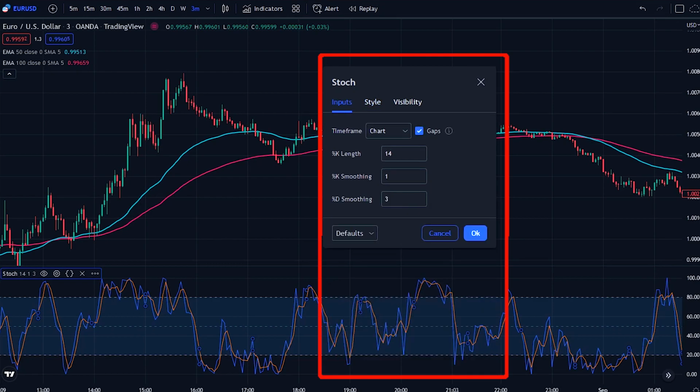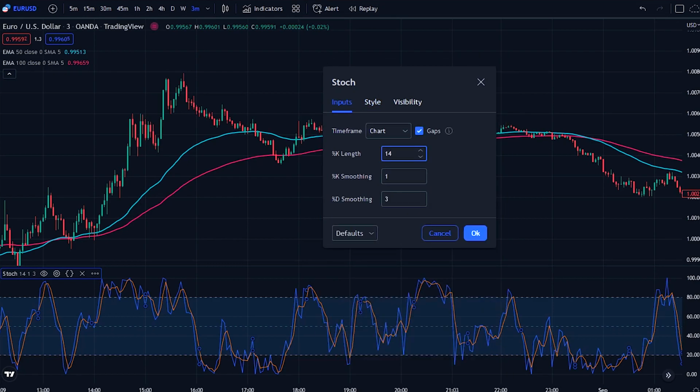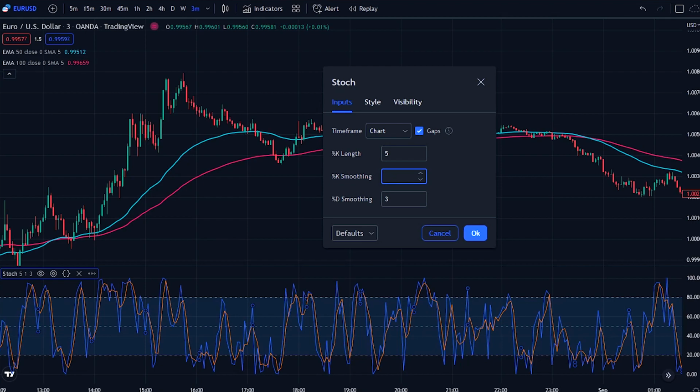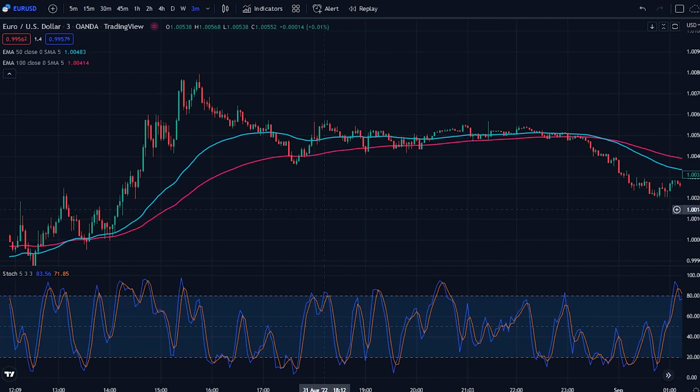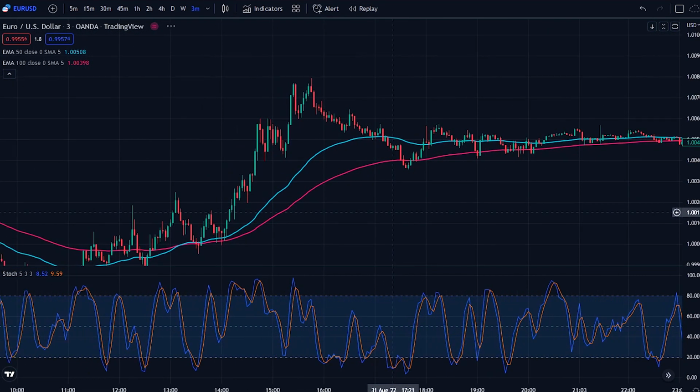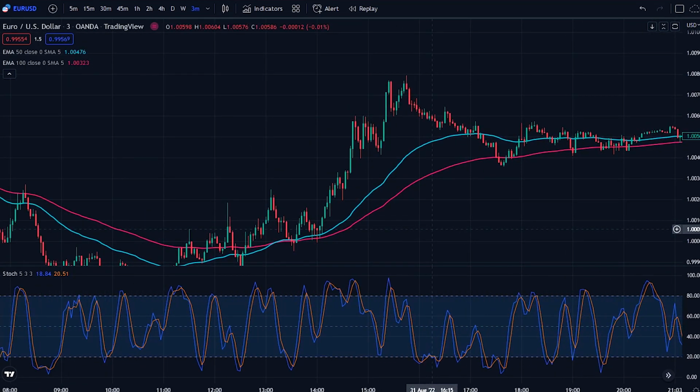Navigate to the Stochastic indicator settings and go to the Inputs tab. We will change the K% length to 5. After that, we will change the K% smoothing to 3. And for the D% smoothing, we will keep it at the default settings. Okay, now that our setup is ready, let's move on to the trading rules.